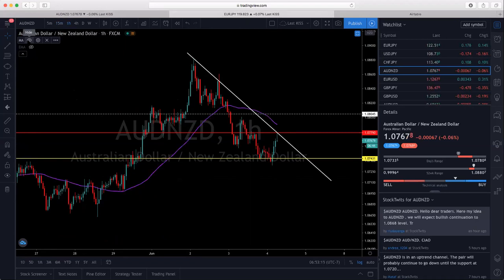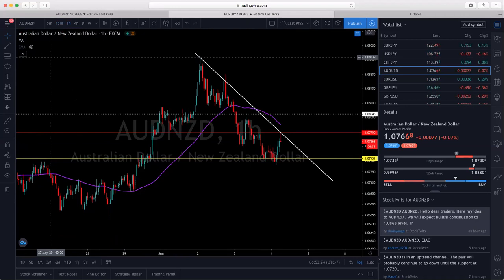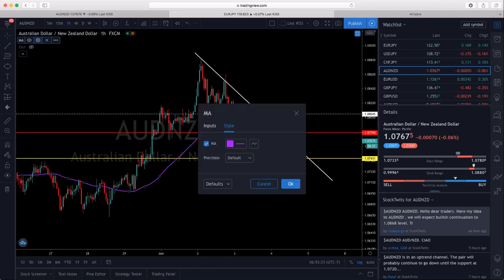I keep this as another confirmation. So you'll see this in the manual. You'll see that I also use this 50 period MA, and I don't give the settings for this because I don't always use it, but just in case you want to use it and keep it on your chart, I'm going to give you the settings for this one.